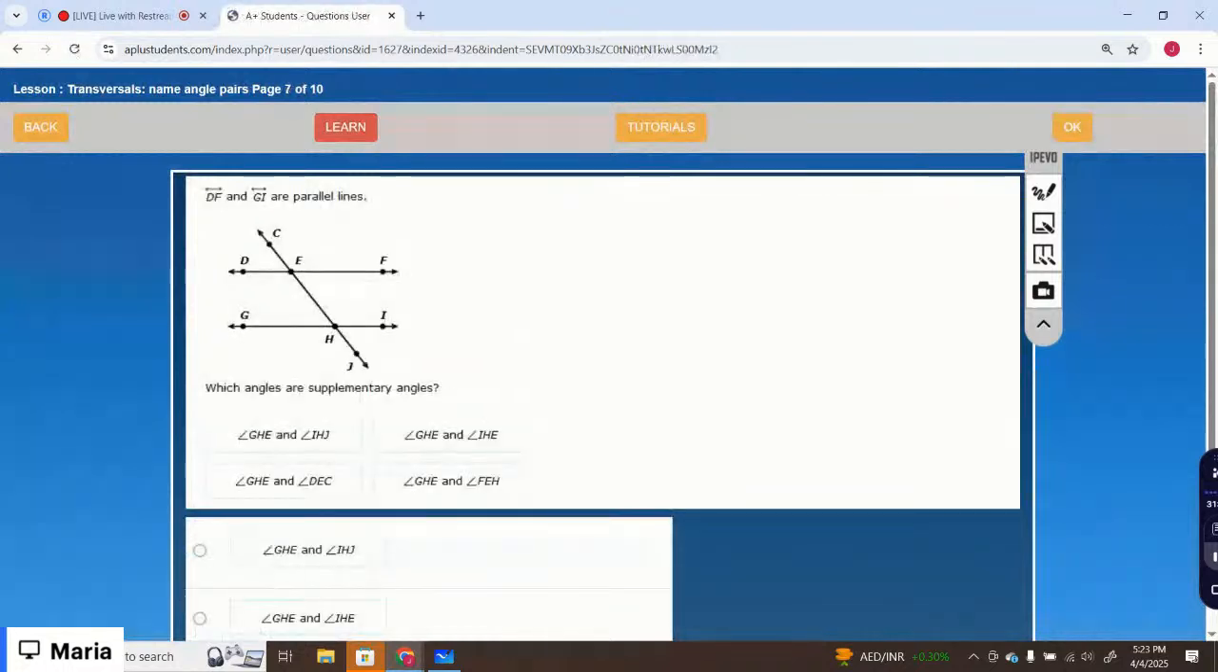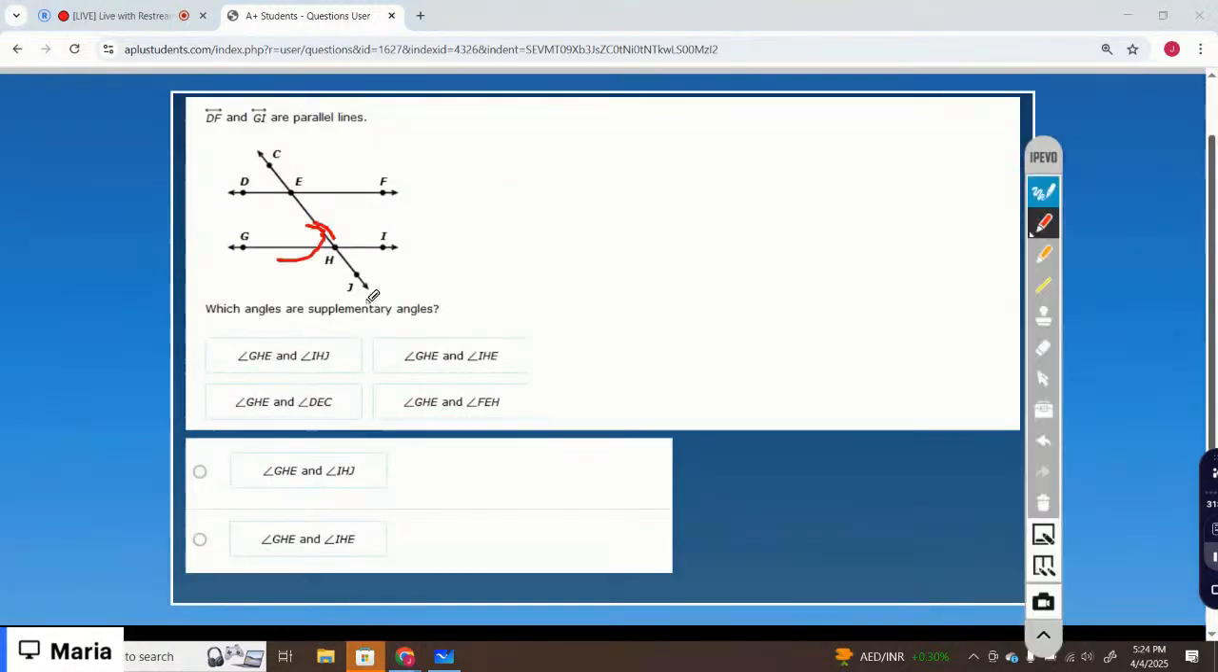D, F, and G are parallel lines. Which angles are supplementary angles? GHE and IHJ. No, they are not the supplementary angles. GHE and IHE. Yes, this is the supplementary angle. Option number two is the correct option.